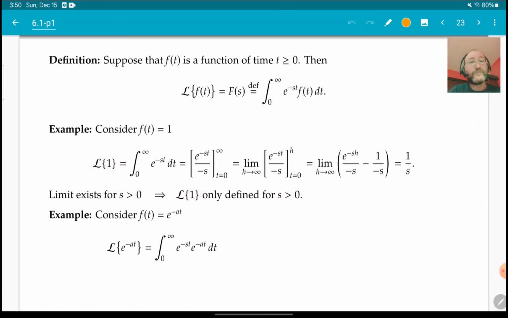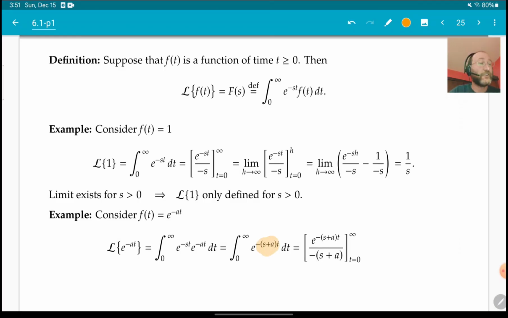Let's do another example. Let's do e to the minus at, for some number a. So we take a look at e to the minus at, and we hit it with the formula that we just said is the Laplace transform. We basically stick in, for that f of t, e to the minus at. That's where we're putting it, and now we just compute this. So we use laws of exponents. It just looks like this, and then the computation is basically the same thing, except instead of s, I have s plus a.